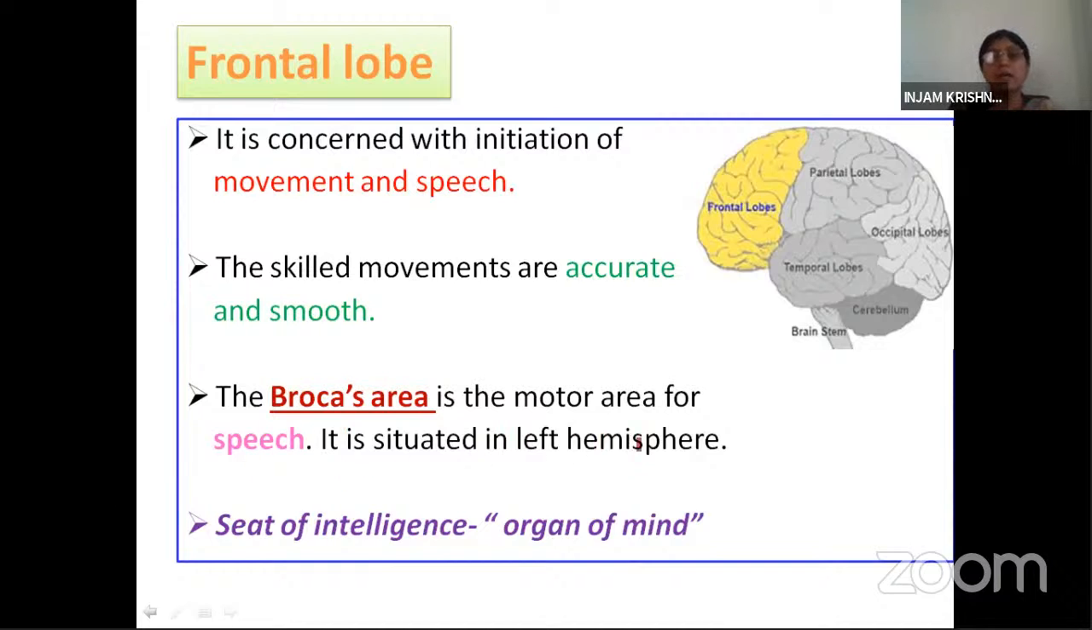It is situated in the left hemisphere. Normally, generally left, but sometimes it may be in the right also, or both together may work. We can call the frontal lobe the seat of intelligence or organ of mind, because the complex thought processing and speech centers are located in the frontal lobe.